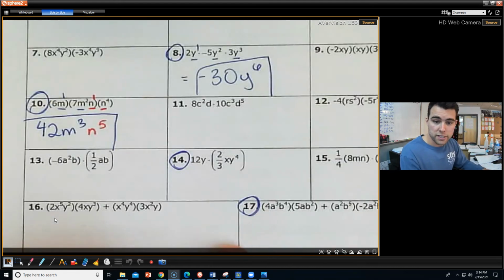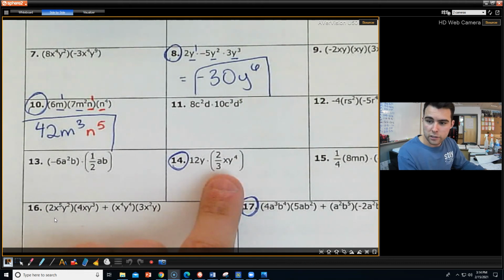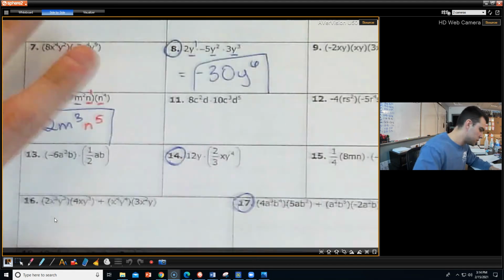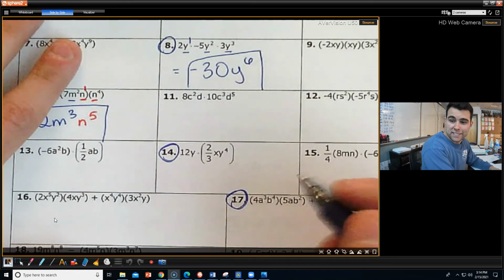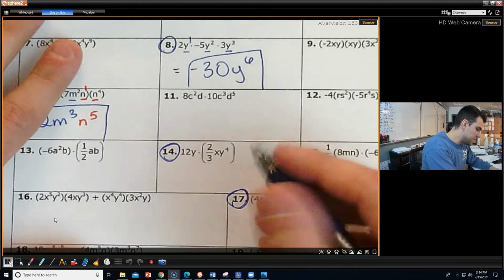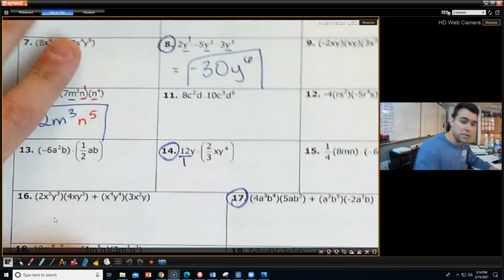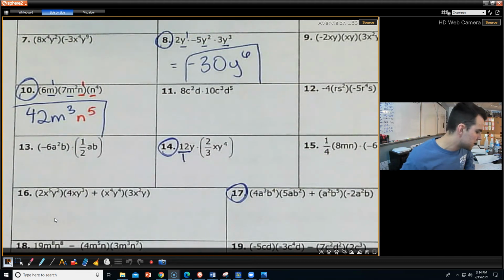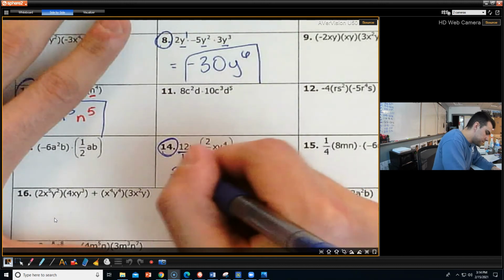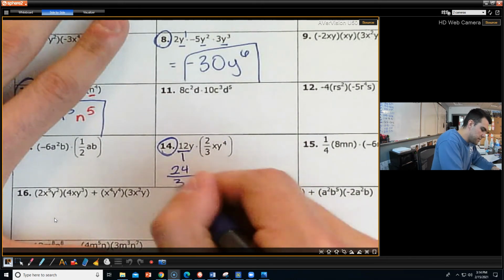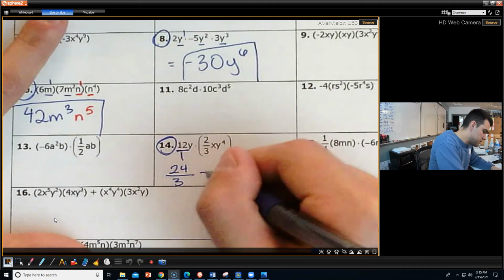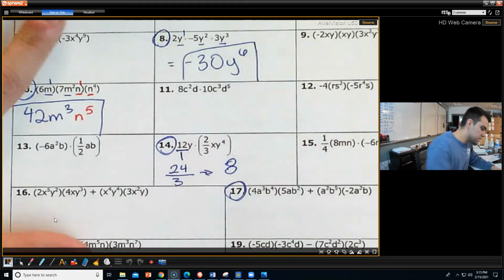Okay, let's look at 14. Uh-oh, coefficient alert. We have a fraction alert, okay? No biggie. When you multiply your fractions, you want to multiply top to top, bottom to bottom. Now, if we look at this 12, we can write that as a fraction like that, just 12 over 1, okay? And so let's multiply those coefficients first. 12 times 2 is 24. 1 times 3 is 3. And 24 divided by 3 is 8. So I'm just going to turn that into an 8, simplified, okay?